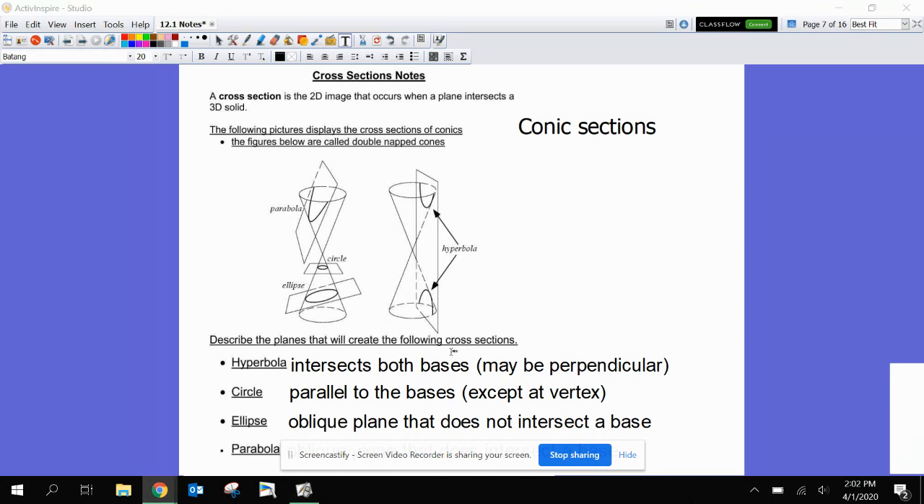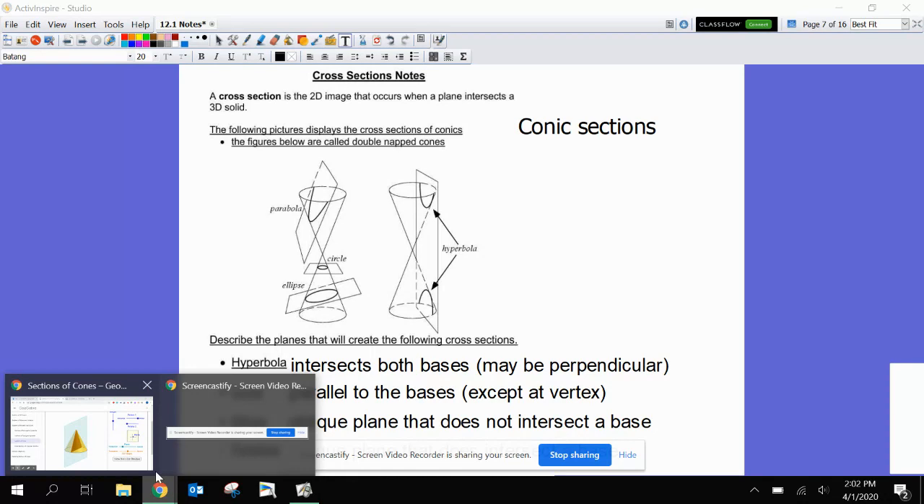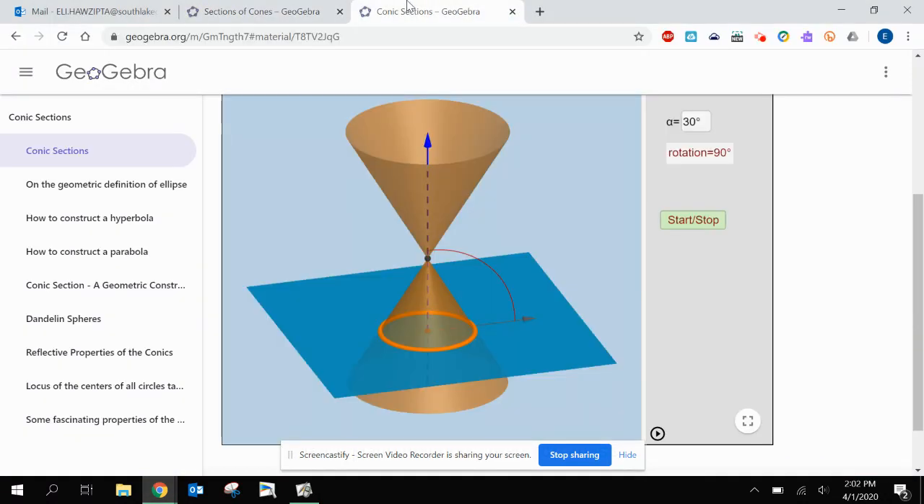All right. And so what I've got for you down here, I've revealed the notes for you here. These are how you'll create the cross section. So you just need to know the names: hyperbola, circle, ellipse, and parabola, and know how they're formed. We're not going to go much deeper than that. And I do have another animation here for you all to see. And this is the conic sections here.